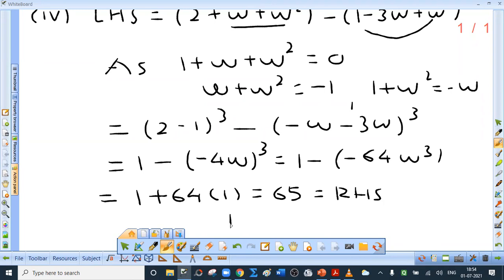But after this, you have to again write, what does this stand for? This stands for 2 plus omega square cube minus 1 minus 3 omega plus omega square cube equal to 65. Write down.